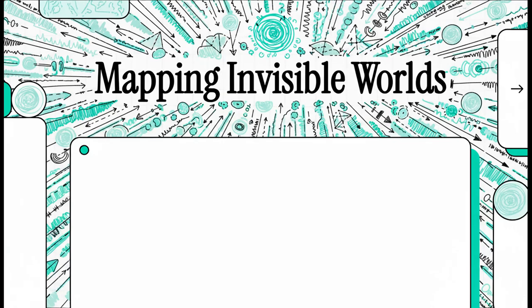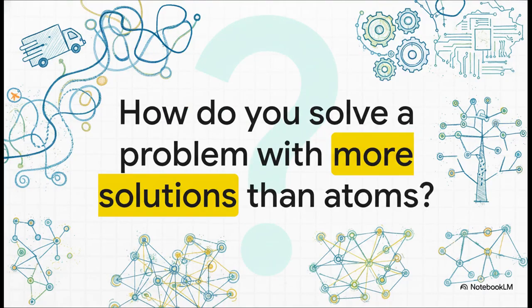All right, today we're going to talk about something really cool. It's a tool, a way of thinking, really, that scientists and engineers use to solve problems that seem, well, completely impossible. We're going to learn how to map these invisible worlds of possibility, turning total chaos into a chart we can actually navigate. I mean, seriously, how do you even start with a problem like that?